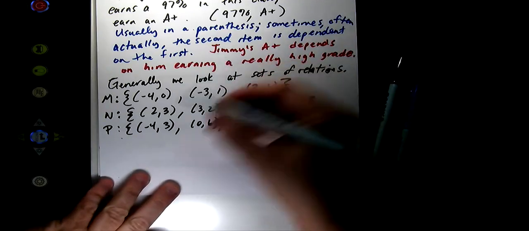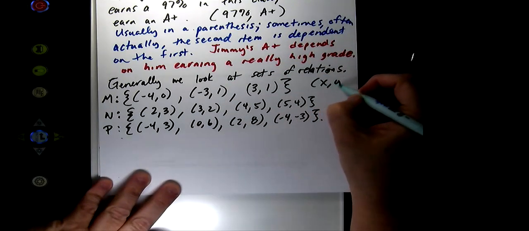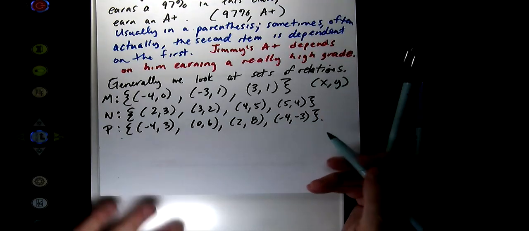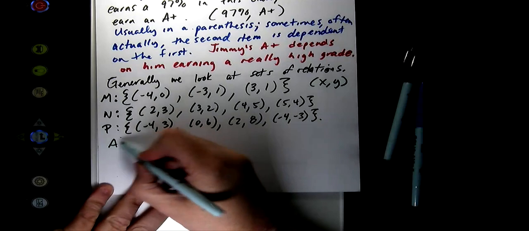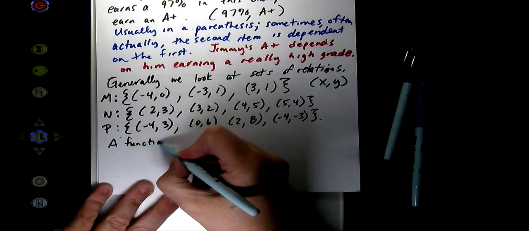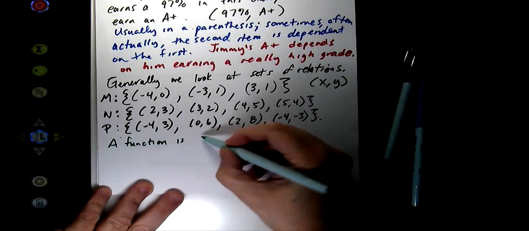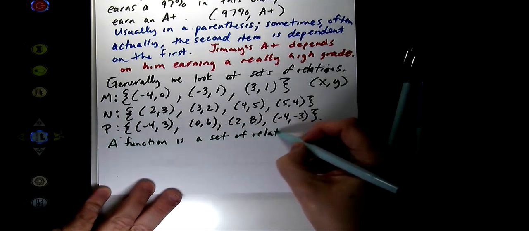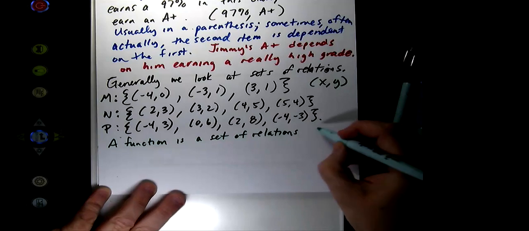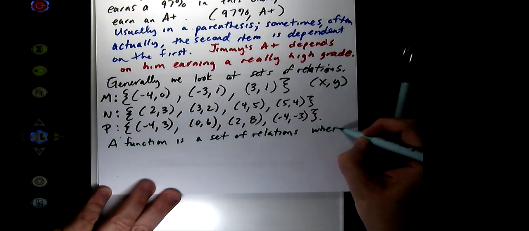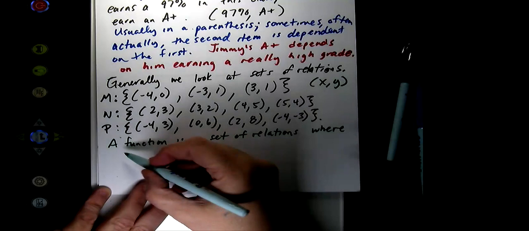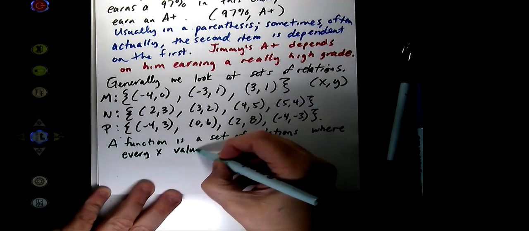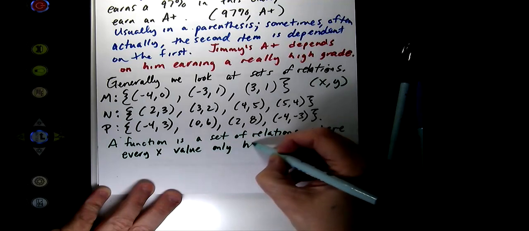So these are all X's and Y's. The way we use them in mathematics, X's and Y's. A function is a set of relations where every X value only has one Y value.